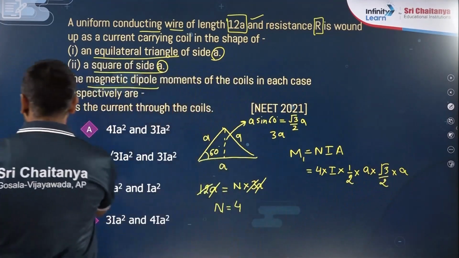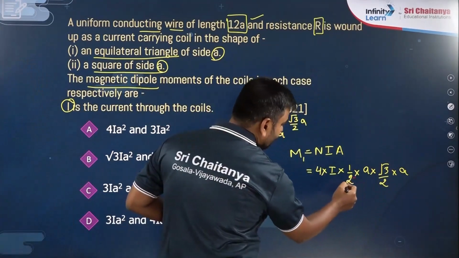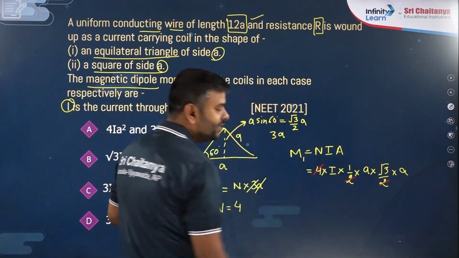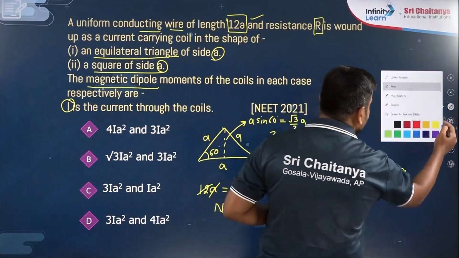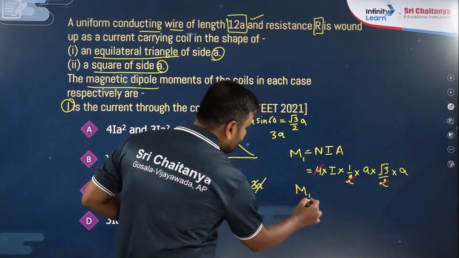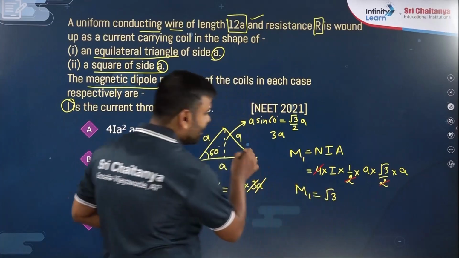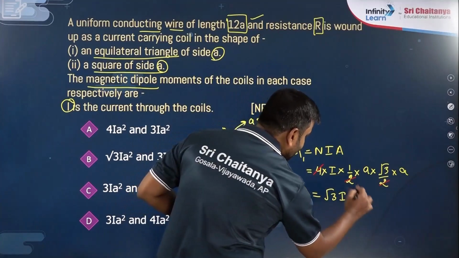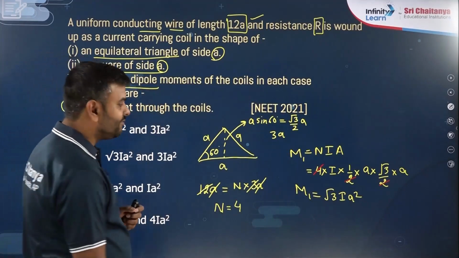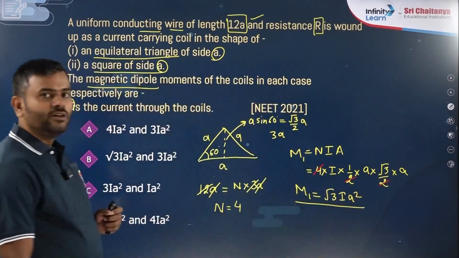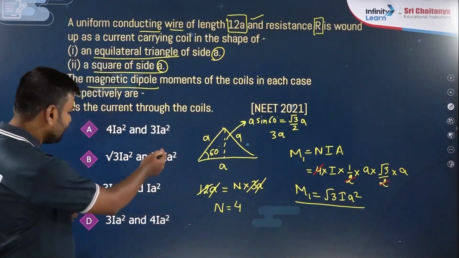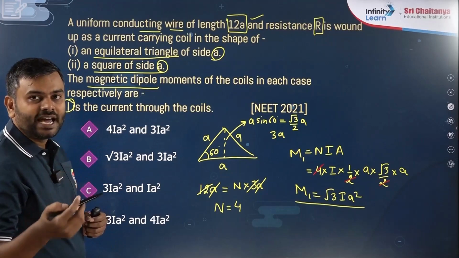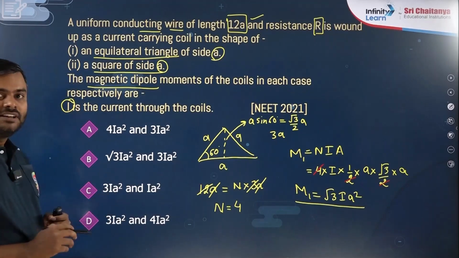Now we can cancel this 4 with these two 2's, since 2 into 2 is 4, and this 4 gets cancelled. So the magnetic dipole moment for the triangular coil is root 3 I A square. That will be the answer for the triangular coil. I hope you have understood that. In the options, the one giving the answer root 3 I A square is only option number B.